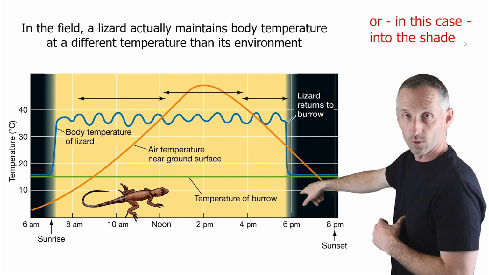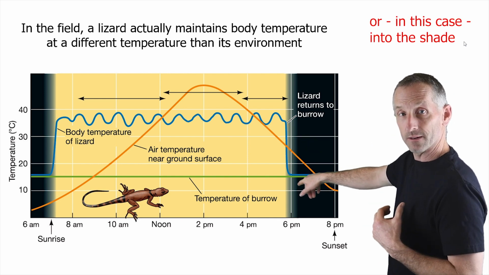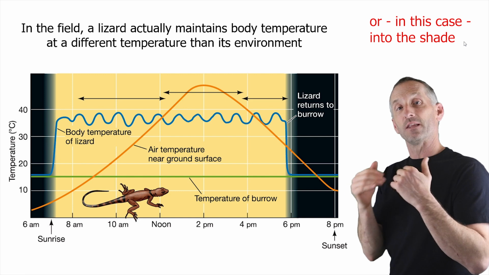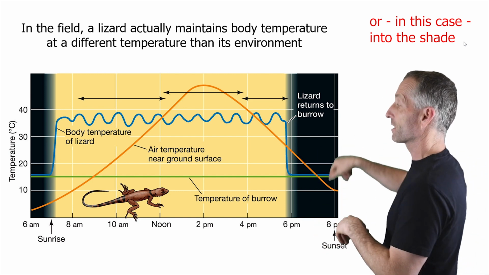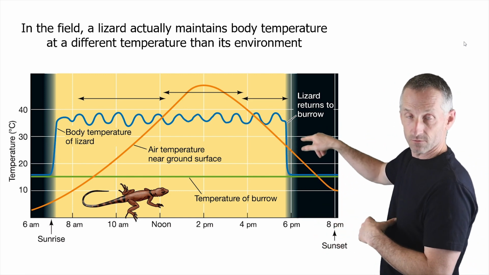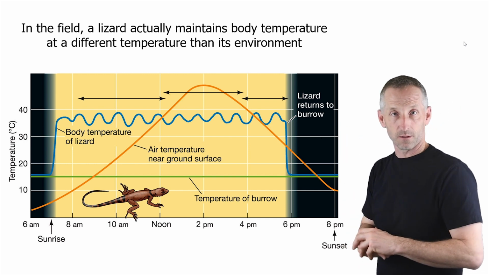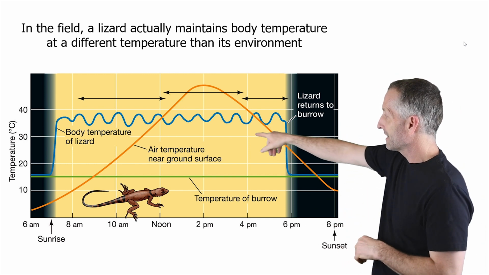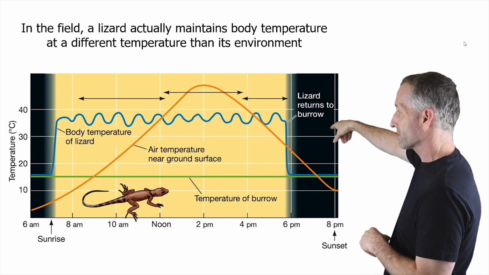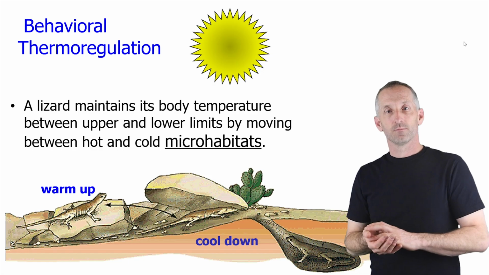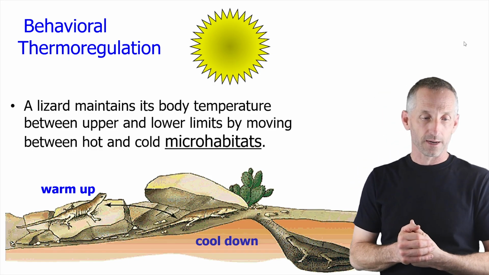and then it will go back into its burrow, cool down a bit, maintain its temperature, and then when the temperature outside is no longer too hot, it will come back out of its burrow and do a little bit more foraging before going back into the burrow at the end of the night. And so you see that the lizard temperature is actually relatively constant. So this is called behavioral thermoregulation.